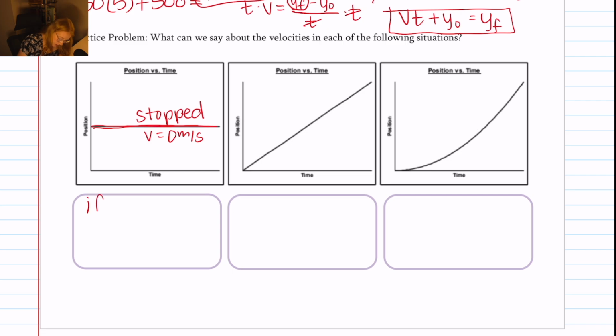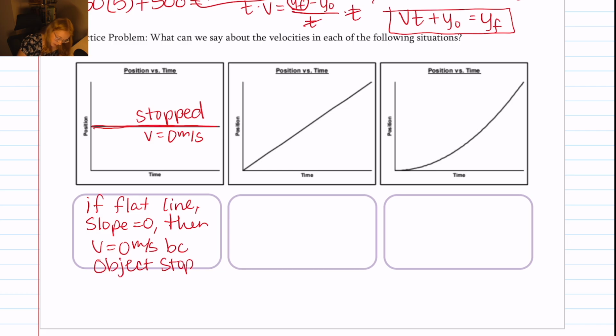Okay, so let's write ourselves a note. If flat line, or if your technical slope is 0, then the velocity should equal 0 meters per second because the object is stopped. So when you see a flat line, automatically know that velocity is 0 on a position versus time graph.